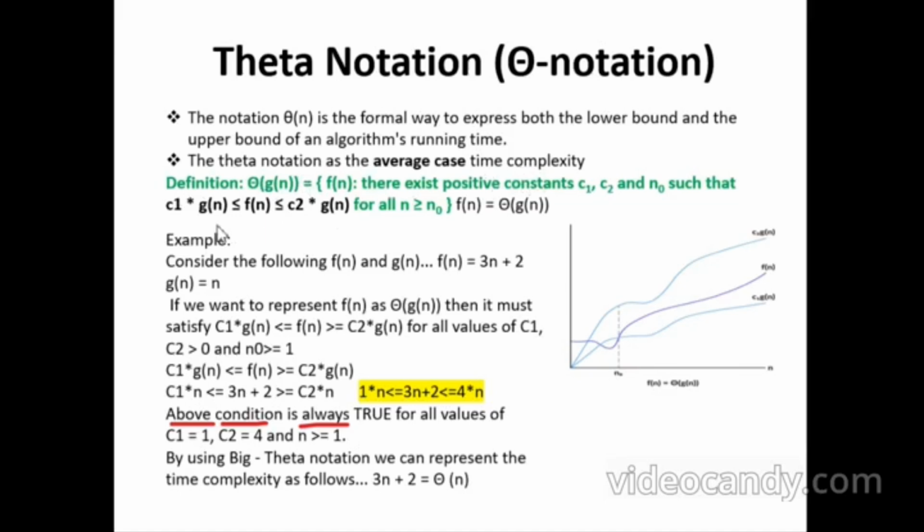See the formula. This formula uses two constants, that is C1 and C2. So this is the final formula. We have to satisfy this formula. We are using the same values, f of n as 3n plus 2 and g of n as n. The condition is satisfied when C1 is equal to 1, I mean constant 1 is equal to 1, and constant 2 is equal to 4, n value greater than or equal to 1.